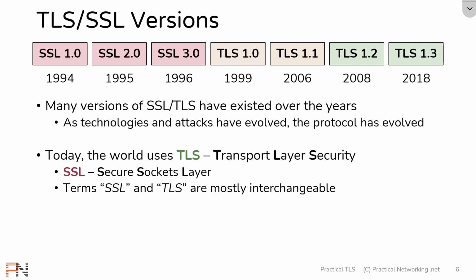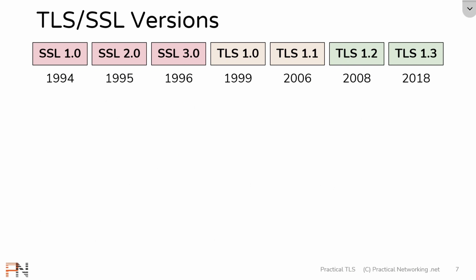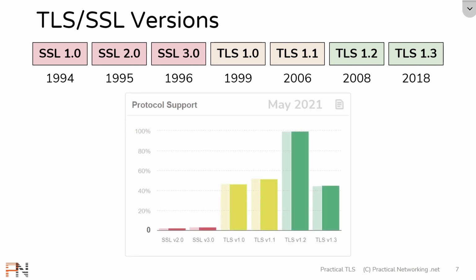Now, in part 2 of this lesson, I'm going to show you some of the differences from version to version. I'm going to mention what changed in SSL version 1.0 to bring us to 2.0, and what changed to bring us to 3.0, and what changed to bring us to TLS 1.0, and so on. But for the rest of this video, however, I want to show you which versions of SSL and TLS are supported by web servers on the internet.